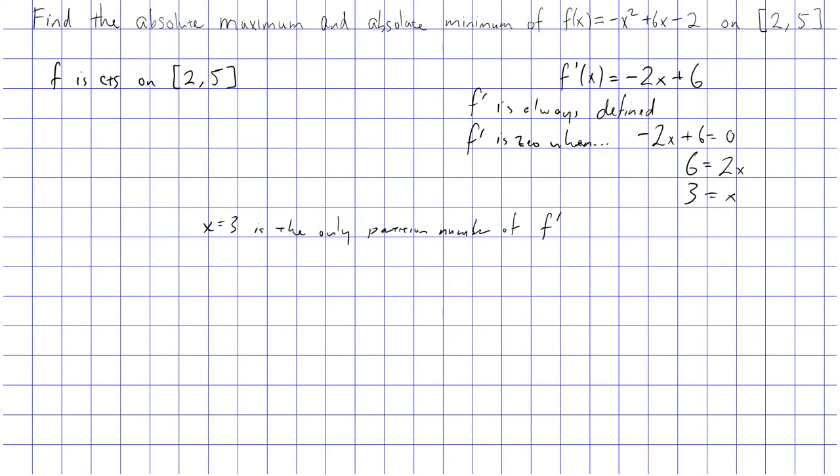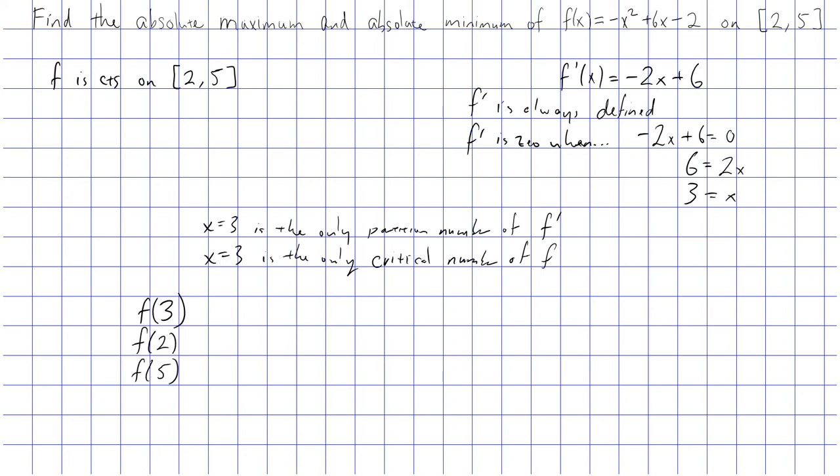Now remember, to be a critical number of f, you should be a partition number of f prime, like this 3, but also in the domain of f. But f is defined everywhere. So that means that x equals 3 is the only critical number of f. Keep in mind the distinction: partition number of f prime, and then of those, some of them are critical numbers of f. Notice there's no prime. Now the thing to do is to take this x value of 3 and apply the function f, and then also find f of 2 and f of 5, because those are the endpoints.